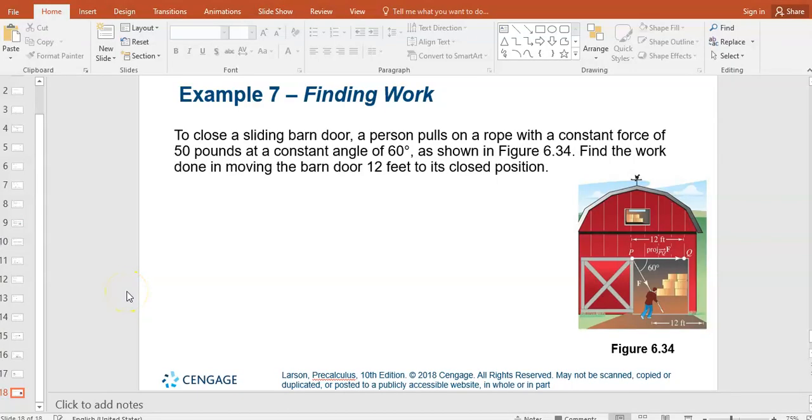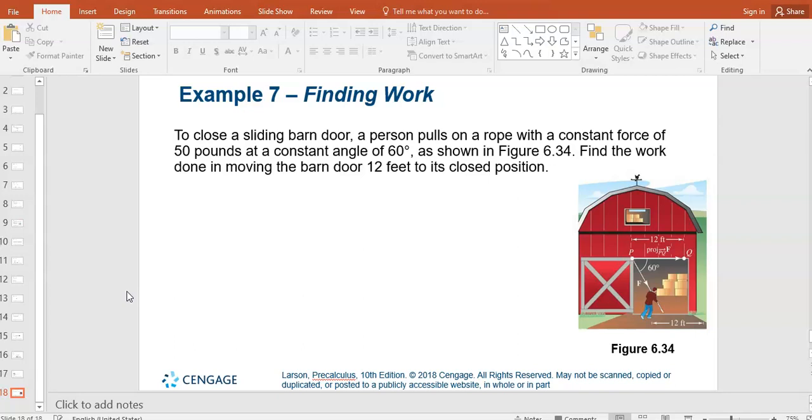Okay, so last thing we're doing is work. Work, again, is the magnitude of the force times the distance, but if you're pulling it at an angle, it's cosine times the force times the distance. So to close a sliding barn door, a person pulls a rope with a constant force of 50 pounds at a constant angle of 60 degrees. Find the work done in moving the barn door 12 feet to its closed position.